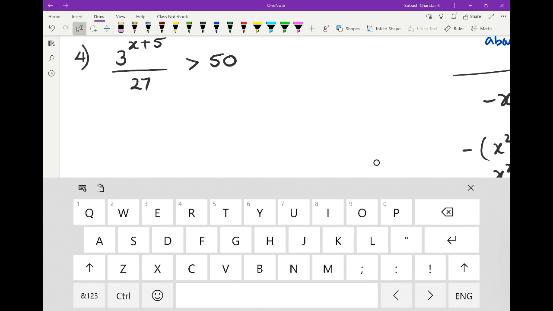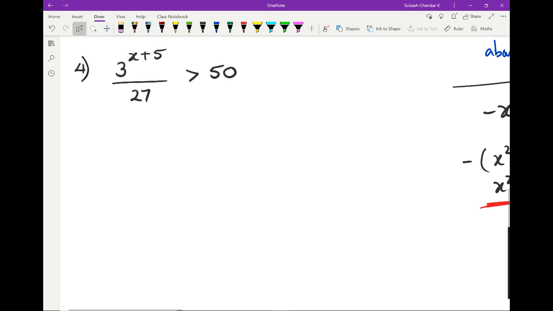All right, so for this question, and I've seen people do this so many times, where they try and think that they can write 50 as 3 to the power of something, and it's just so normal for people to do that straight away. But this question is slightly different. So have a look what happens here in this question.